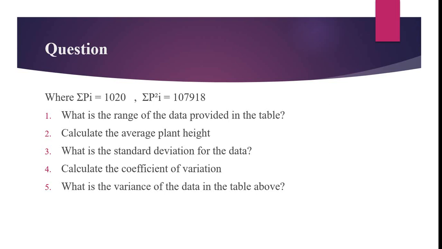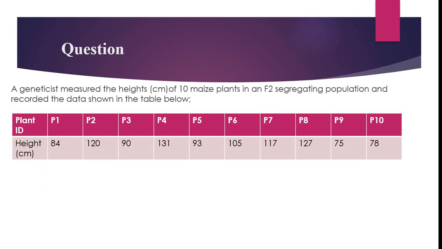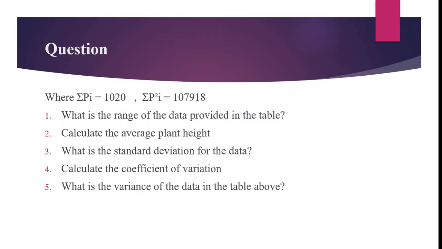Then the sigma p squared represents the fact that they squared the observations. So the first one is gonna be 84 squared plus 120 squared plus 90 squared all the way to 78 squared. When you do that and add them, you're gonna get 107,918. So that becomes the sigma p squared. We calculate those kinds of parameters so that we can be able to estimate some particular variables.